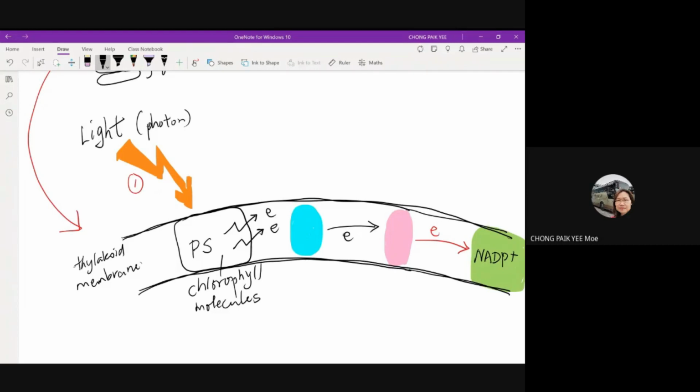So you don't have to remember that. You can just say light, no need to say photon. So number 1 is done. All right, let's go to number 2.